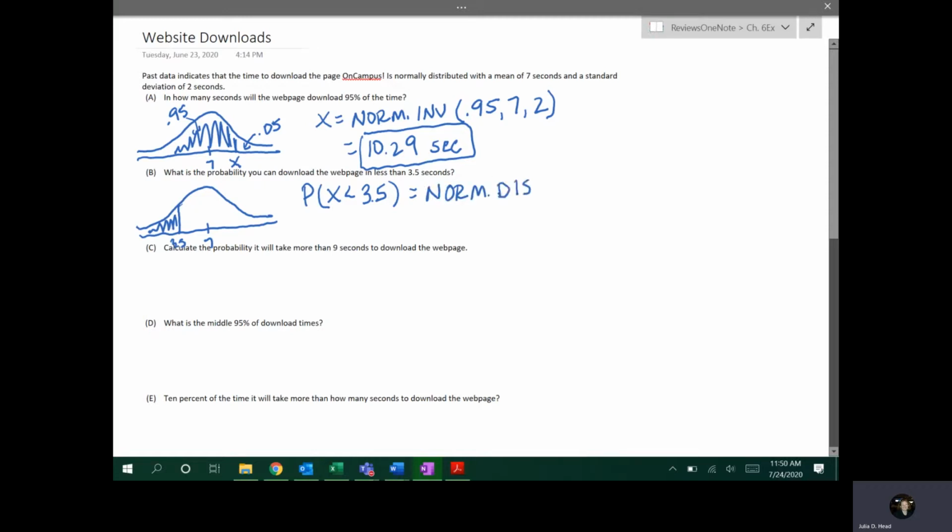This time, it shouldn't be a big surprise. We're going to use norm.dist. Again, no S, because it's not the standard normal. This time, instead of asking for a Z, it's going to ask for an X, which is 3.5. And it's going to ask for the mean and the standard deviation as well. And it will again ask for cumulative, and you will tell it either true or 1. And we get 0.0401.